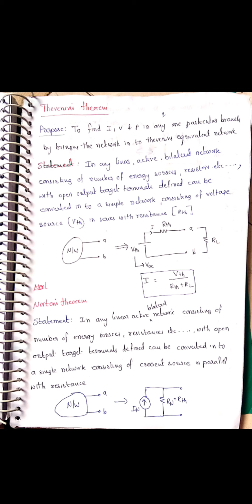To know any particular branch response, we have to follow some steps. Step 1: we have to remove the element where we need to find the current and make it open circuit. In step 2, we have to find the voltage across the open circuit terminals, because we discussed already that voltage will exist across open circuit terminals. That voltage is called Thevenin's equivalent voltage, or open circuit voltage.